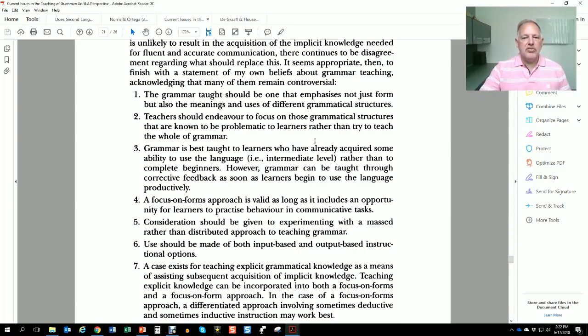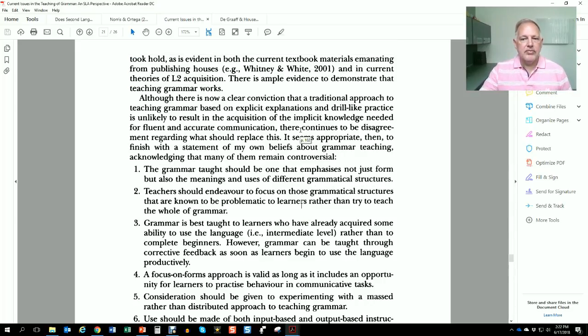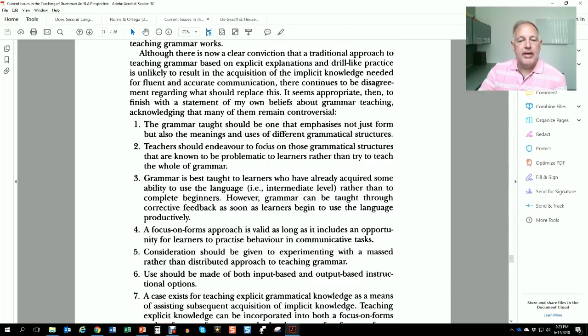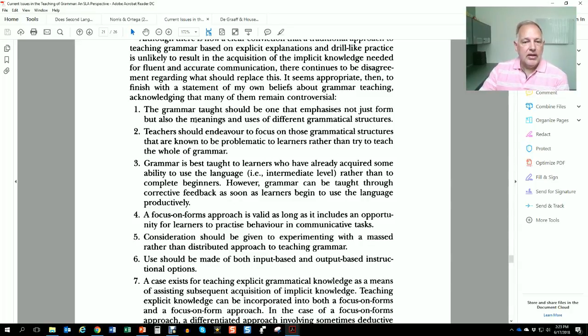And he does come up with some tentative conclusions, right? So, although there is now a clear conviction that a traditional approach to teaching grammar based on explicit explanations and drill-like practice is unlikely to result in the acquisition of the implicit knowledge needed for fluent and accurate communication, there continues to be disagreement regarding what should replace this. It seems appropriate then to finish with a statement of my own beliefs. This is, again, Rod Ellis, who's a very strong voice in SLA research, okay? So he says the following, right?